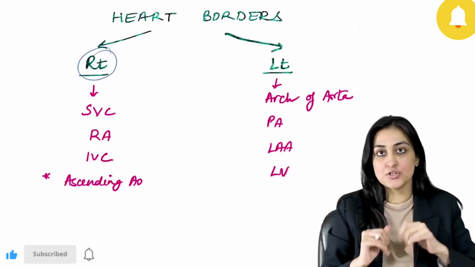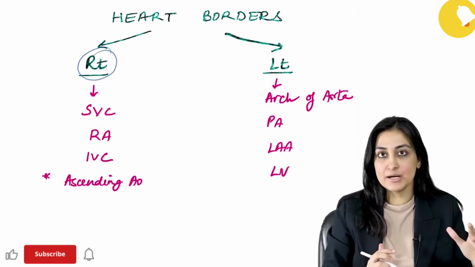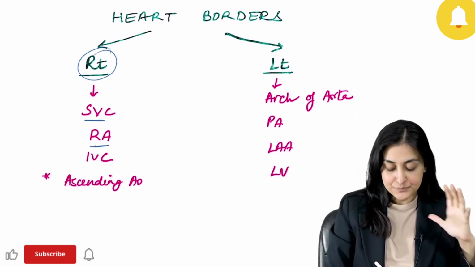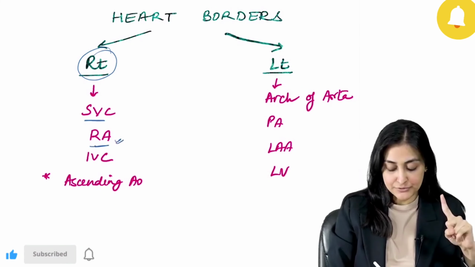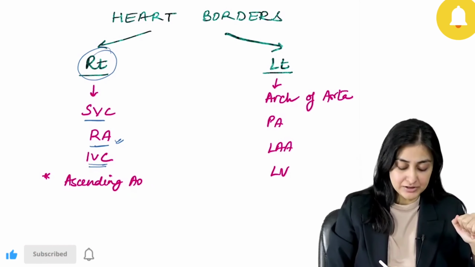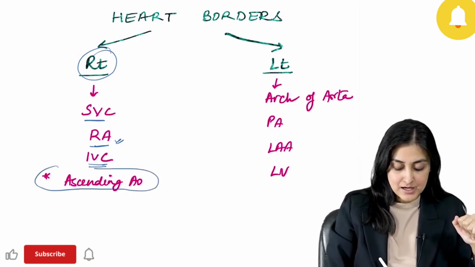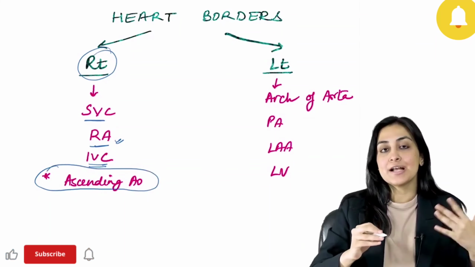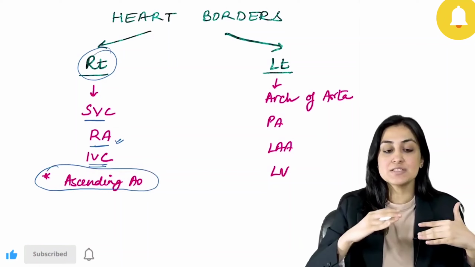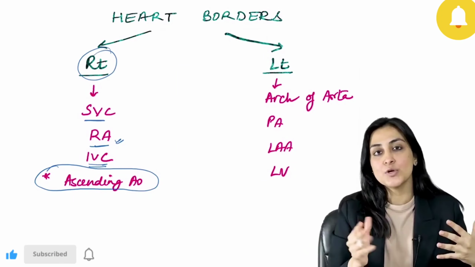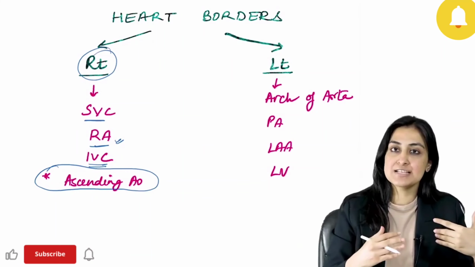Alright, so let's discuss the heart borders. On the right side, on a chest radiograph, the right heart border has three structures. From the top, superior vena cava, right atrium, which forms the bulk of it, and a small part is formed by IVC. Now the thing to remember here, a caveat that can be put up, is the ascending aorta. The ascending aorta can contribute to the right heart border in patients who are elderly. In elderly patients there is aortic unfolding which happens because of loss of elasticity.